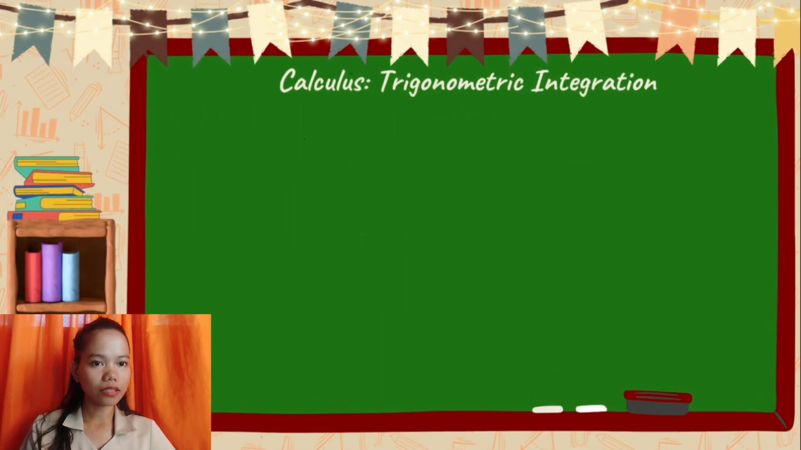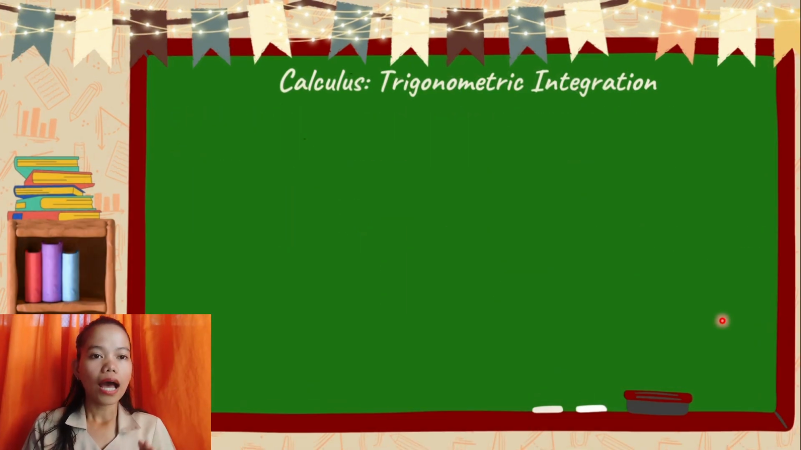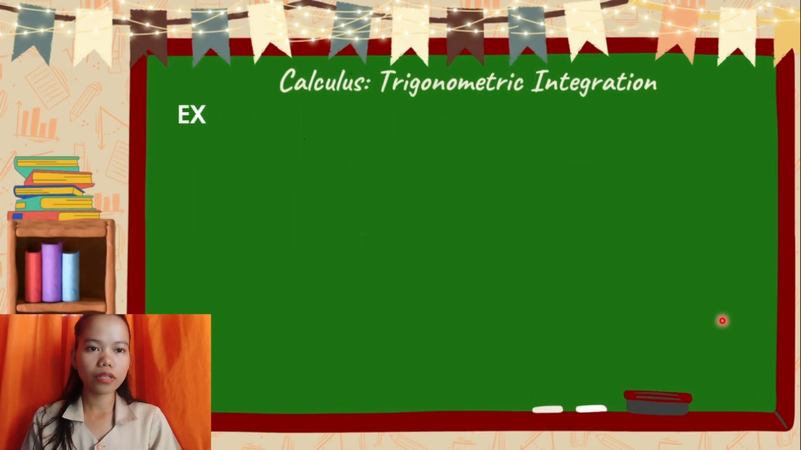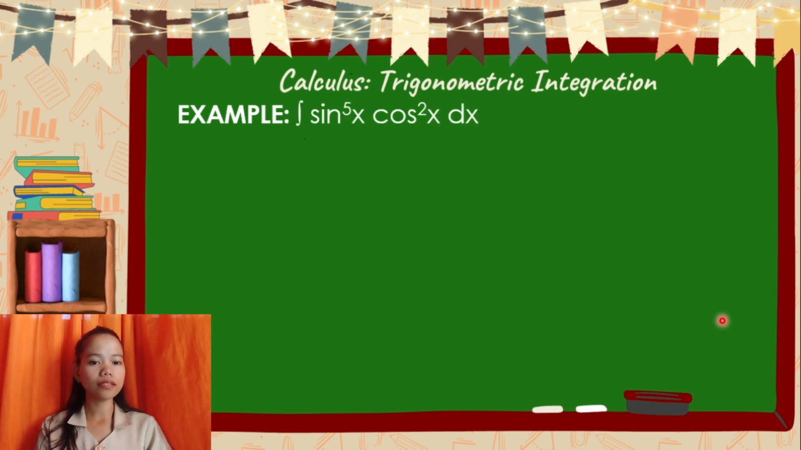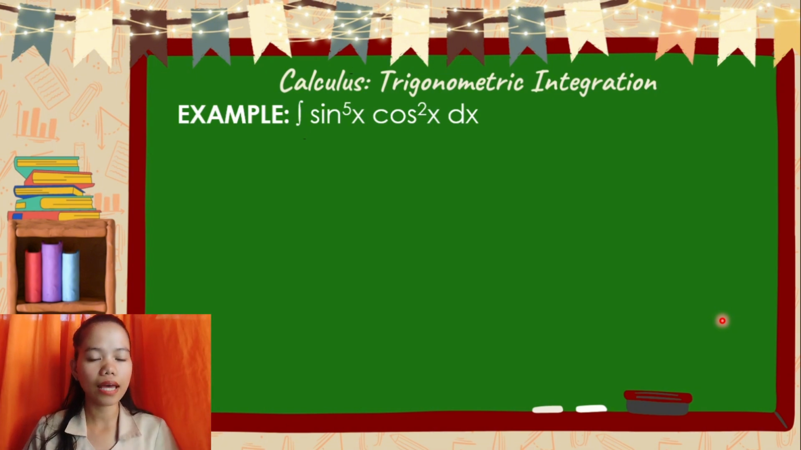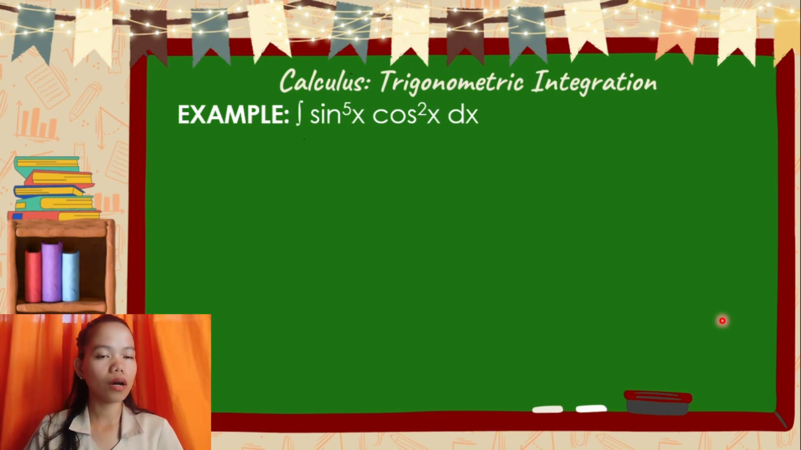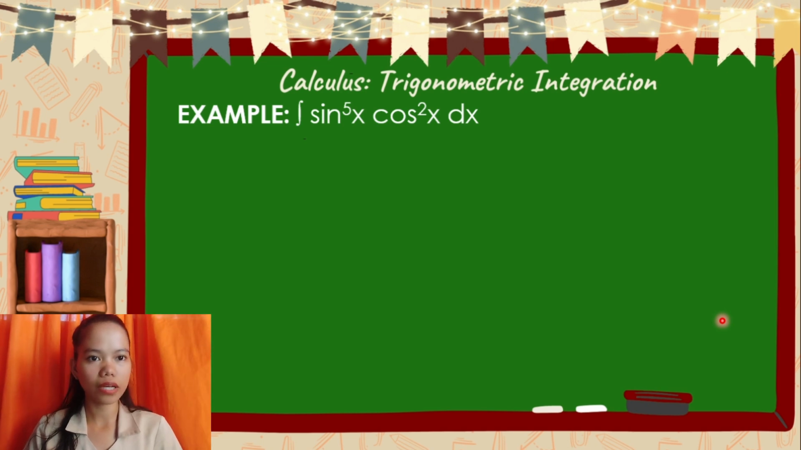To further understand this case number 2, I have here an example. How about we integrate the integral of sine raised to the power of 5 of x multiplied by cosine squared of x dx.